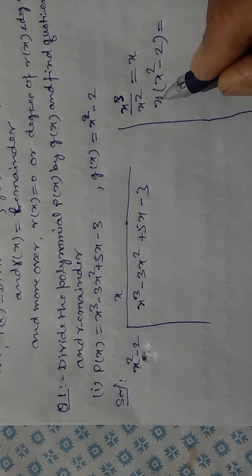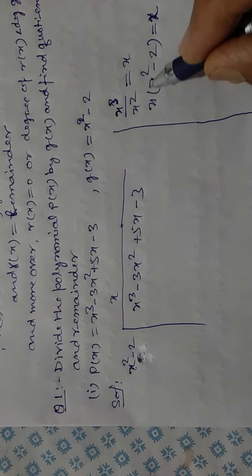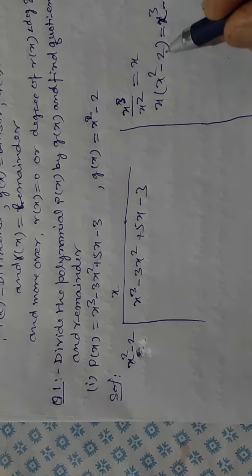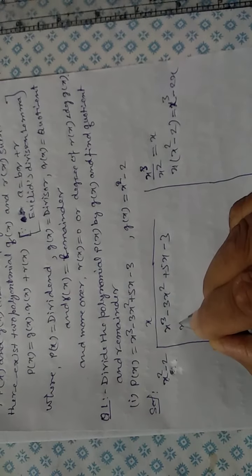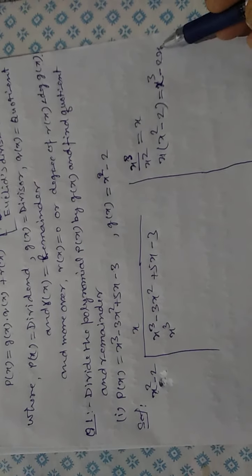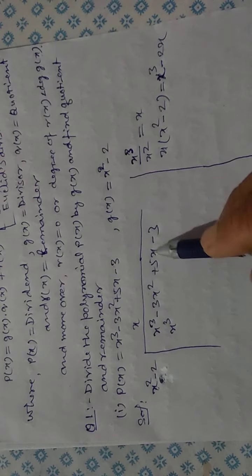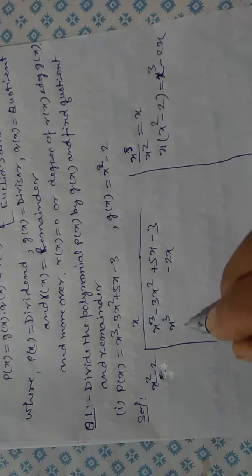Now multiply x into x square. When you multiply, power should be added. 1 plus 2, 3. Minus, x into 2, 2x. You will write here x cube below x cube and this minus 2x below this 5x, because this term has power 2 but this term has power 1. So you will write this term below this 5x which has power 1. Then this minus 2x. Now subtract.